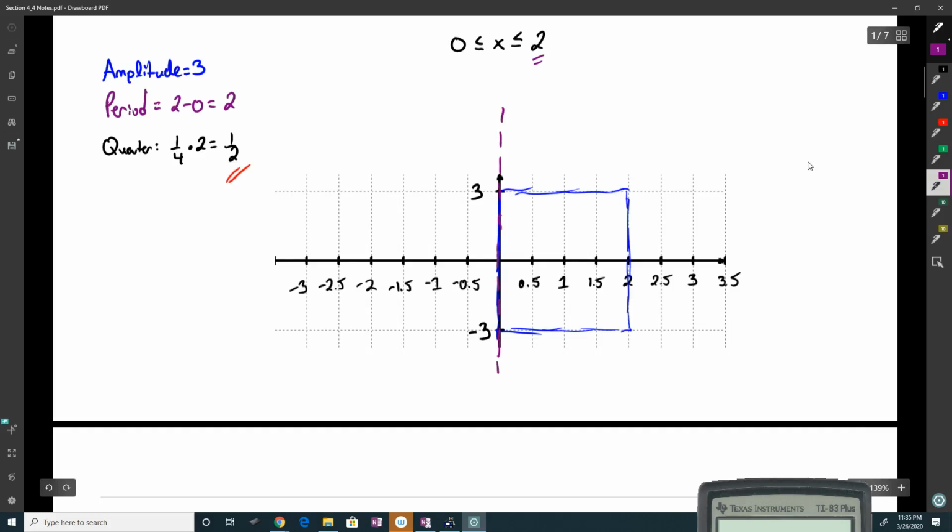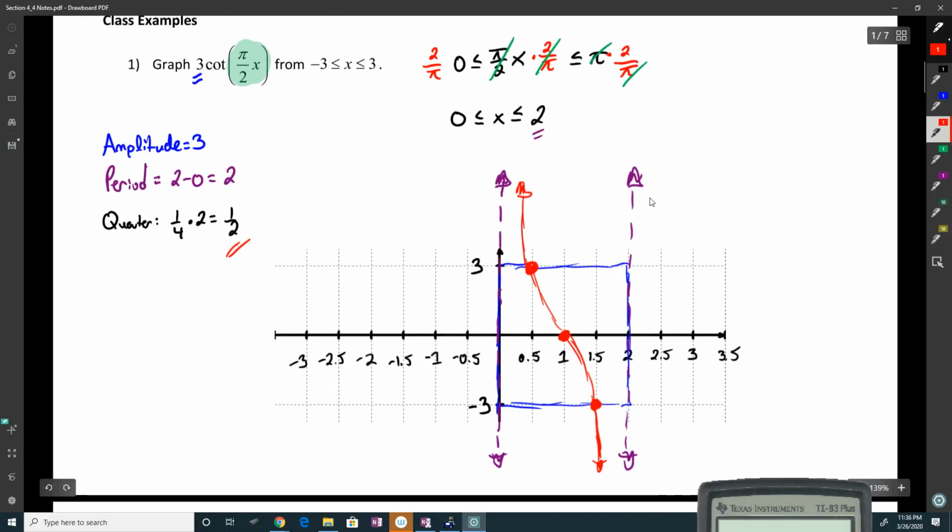So I know I'm going to have an asymptote there. And then I can just graph the equation. So it's 3 dots. And we graph it. And so that is one cycle for cotangent. So I can continue this pattern.